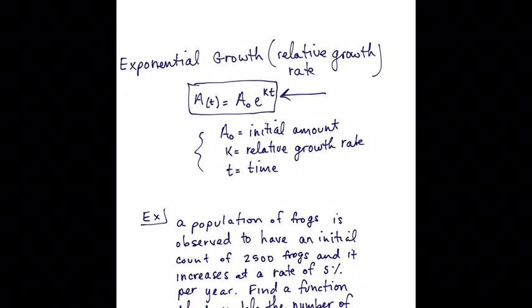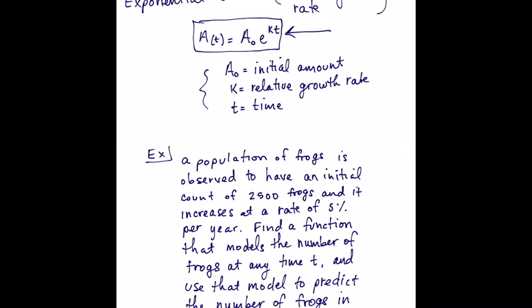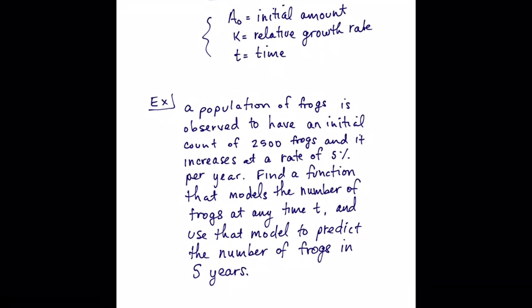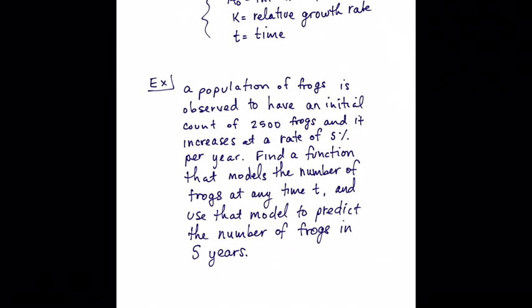So an example here: a population of frogs, let's say in a forest, is observed to have an initial count of 2,500 frogs, and it increases at a rate of 5% per year. Go ahead and pause so you can write this down. Our task is to find a function that models the number of frogs at any time, and then use that model to predict the number of frogs in 5 years.